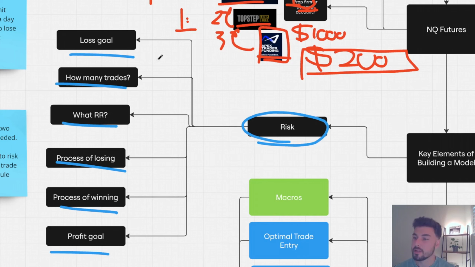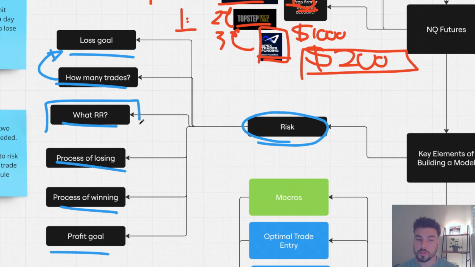Number 1, you need to have a loss goal. So how much are you willing to lose per day? Number 2, how many trades are you going to take? And this will feed directly into the loss goal. So for example, if you want to lose $400 per day and you're risking $200 per trade, you can then take 2 trades. That's it. And then you're done for the day.